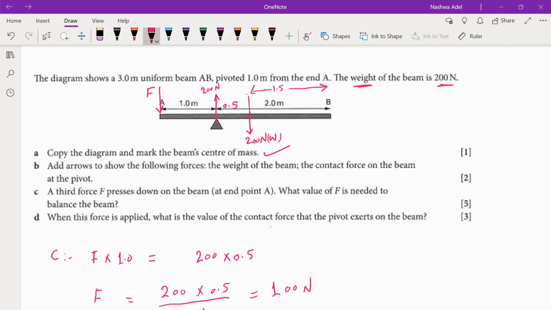In the beginning, the contact force at the pivot was 200 Newton, but now we add another force of 100. So the contact force in this case will be this 100 Newton plus the 200 Newton.